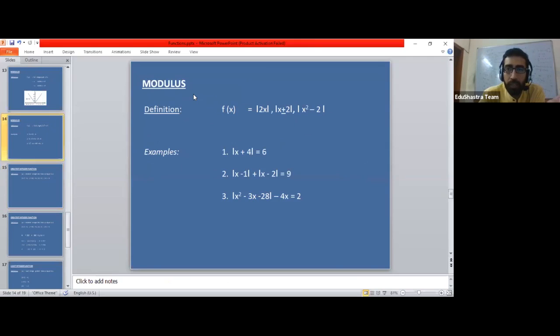Okay, cool. Example number 3, we will discuss once we study inequalities. We'll study inequalities in the next class. We'll take this up thereafter. But this is important.